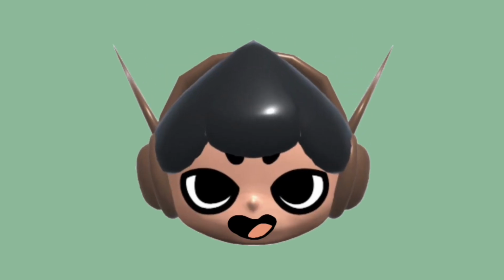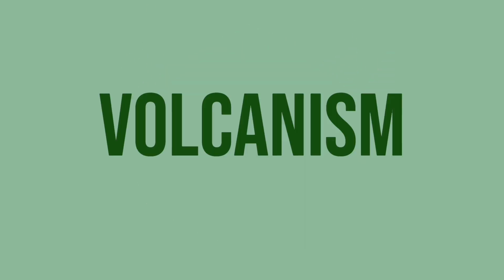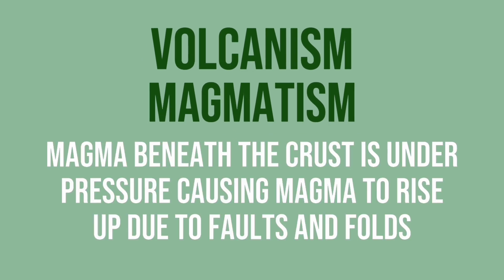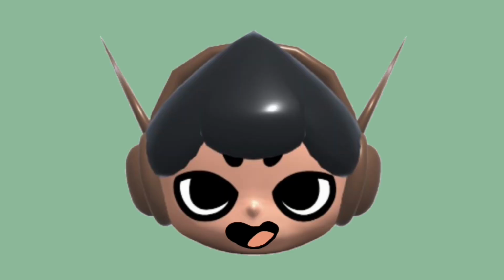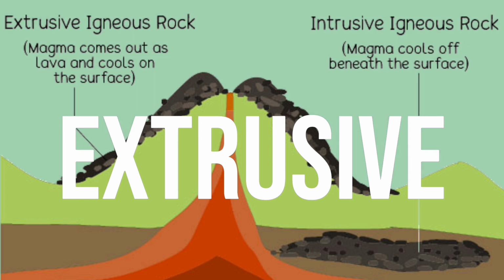There are some subtypes as well, like volcanism or magmatism, when the magma beneath the crust is under pressure, causing magma to rise up due to faults. Some of them don't ever come into contact with the surface though. There's intrusive, where magma solidifies underneath, and extrusive, where magma erupts on the surface. Reminds me of metamorphism as well. Basically, when heat and pressure are applied, it makes metamorphic rocks.